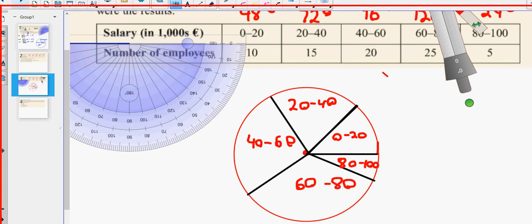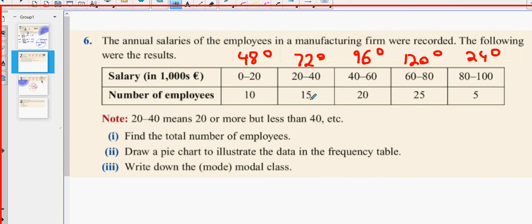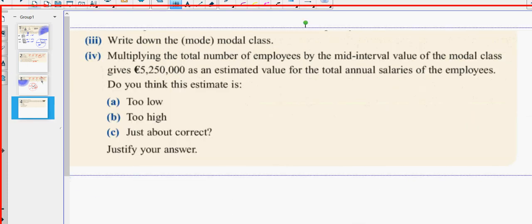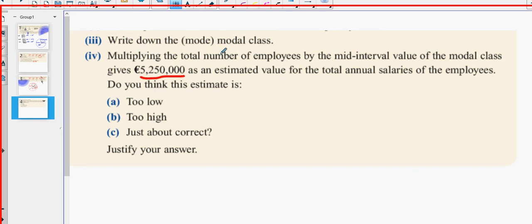Alright, now what does it want from me? Write down the modal class. I'd say 60 to 80, do you guys? The most common answer. And then, multiplying the total number of employees by the mid-interval value of the modal class gives this much money as an estimated value for the total annual salaries of the employees. Just no more noise, guys. Do you think this estimate is too high, too low, or just about correct?